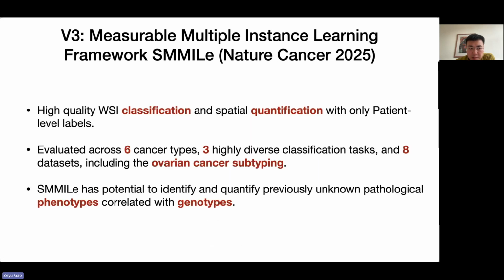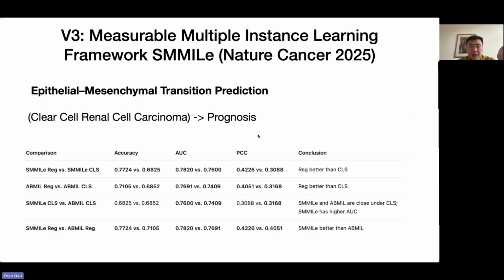That's all. So in summary, we have high quality histology classification and spatial quantification with only patient level labels, called SMILe. It's already been evaluated across 6 cancer types and some diversity classification tasks, and it has potential in the future for unknown phenotype identification, like correlating with some genotypes. And nowadays we already have some results.